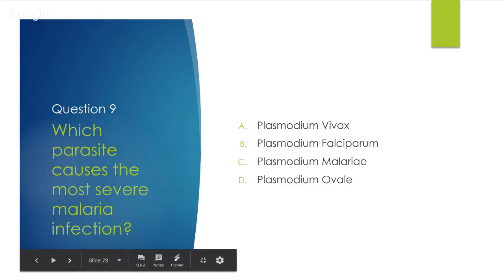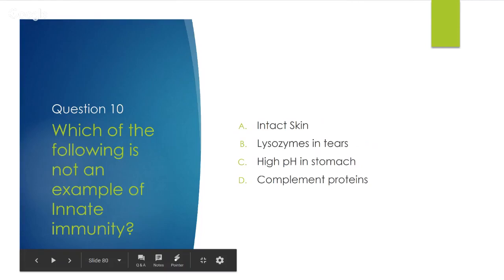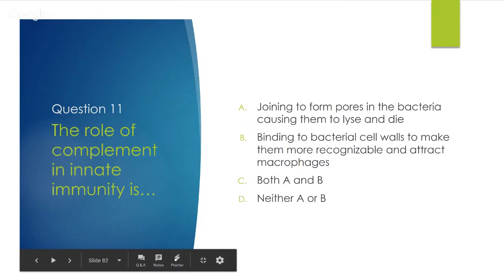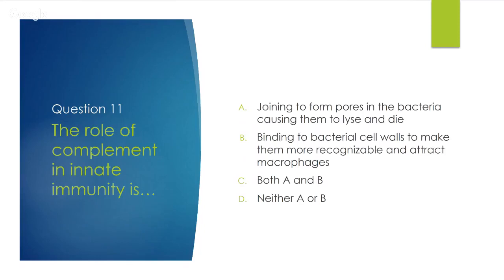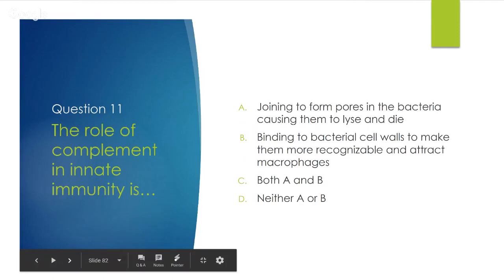Which of the following is not an example of innate immunity? So you might have guessed that. High pH in stomach, that's a physiological barrier, and it doesn't really have anything to do with the innate immunity itself. The role of complements in innate immunity are joining to form pores in the bacteria or binding. So this is basically your cell lysis through your inflammasome pathways, and this is your opsonization. So the answer would be both A and B.